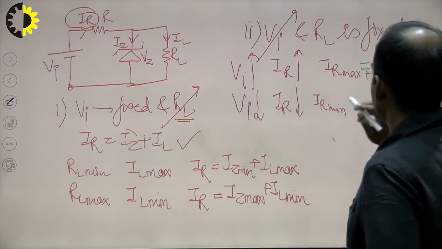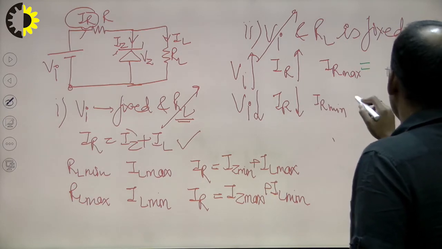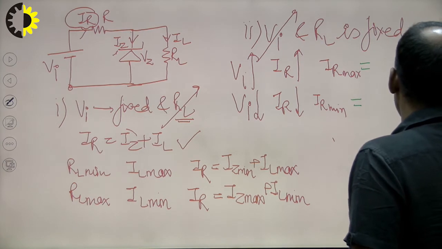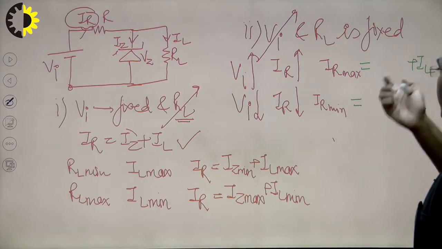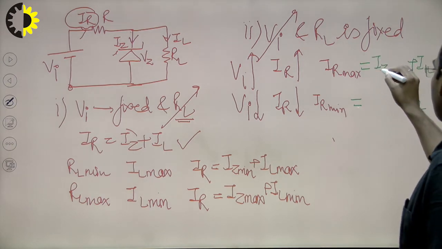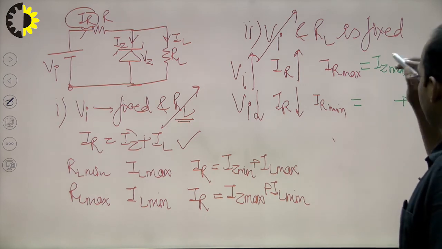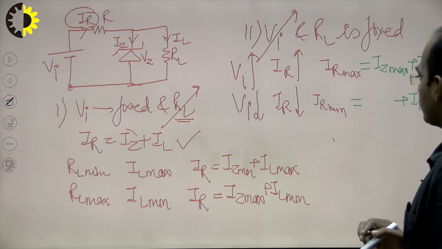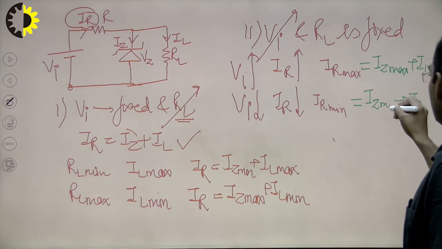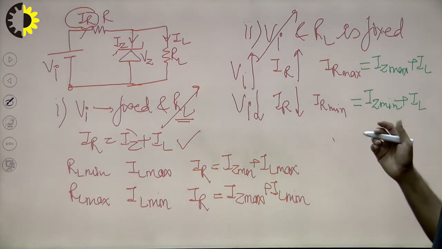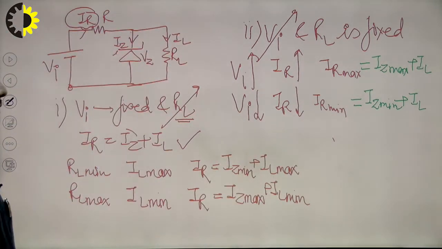If I am taking IR maximum, load resistance RL is fixed, so IL will be fixed. Similarly, in this case IL will be fixed. So Zener current will vary from minimum to maximum. In this case, maximum current will flow through the Zener diode by maintaining the resistance RL fixed. Similarly, by decreasing the IR to the minimum value, the minimum current will flow through the Zener diode, maintaining the fixed value of IL.